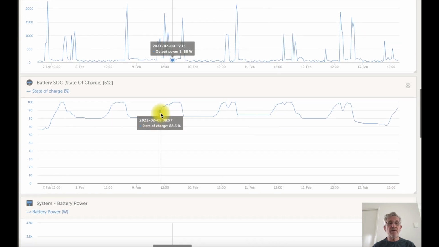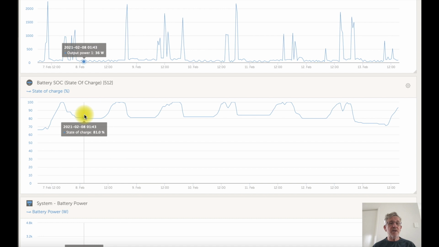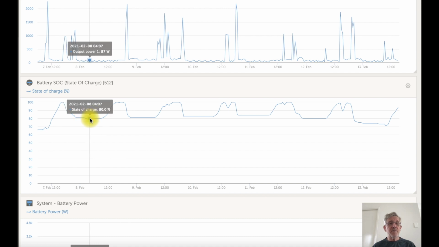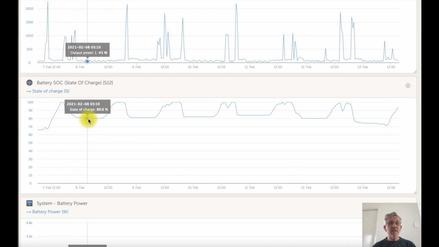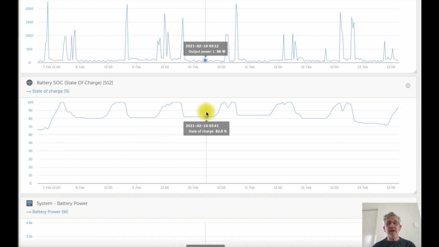Now let's have a look at the batteries here. So this is state of charge. Pretty much over this period of time, it started off a bit low back here, which is probably why he put the portable out at 66%. But the rest of the time, it's been around 80 and above.